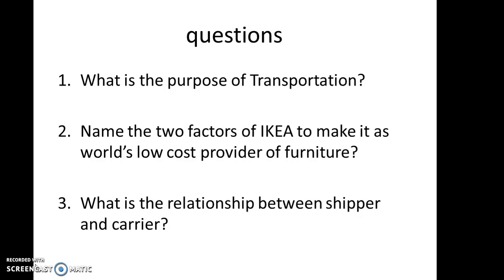Third question, what is the relationship between shipper and carrier? Shipper is the one who wants to move the product from one place to another place. Carrier is the one who actually implements the transportation, that is moving the products from one place to another place. Now, what is the relationship between shipper and carrier? Carrier provides the transportation service to the shipper.